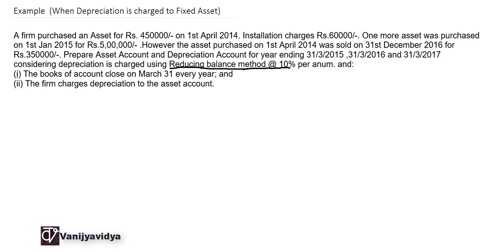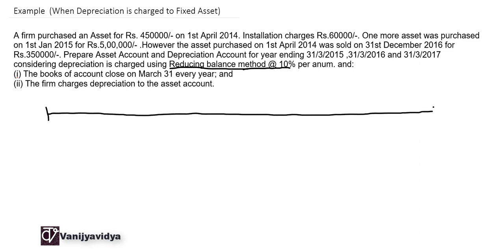Now, before solving this, let's first prepare one timeline. There are so many dates here, so let's prepare one timeline. Now what we need to do is prepare a depreciation account and asset account for 3 years, that is 31st March 2015, 31st March 2016 and 31st March 2017. So in this case the accounting period begins on 1st April and ends on 31st March.